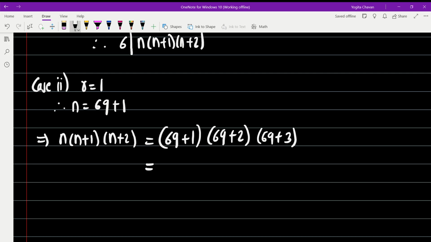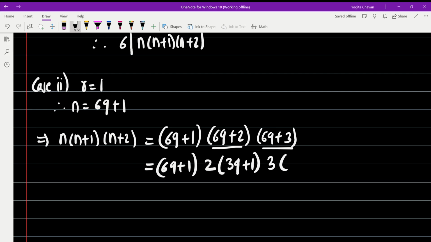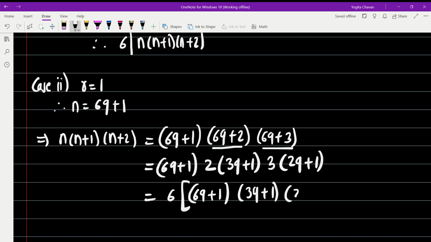Now this is equal to, now see, we can take 2 common from this middle term and 3 from the last term. So this 6q plus 1 term as it is. Now this is 2 in bracket 3q plus 1, and here 3 in bracket 2q plus 1. Now this 2 into 3, it is 6. 6 in bracket, this is 6q plus 1, then 3q plus 1, and then 2q plus 1.